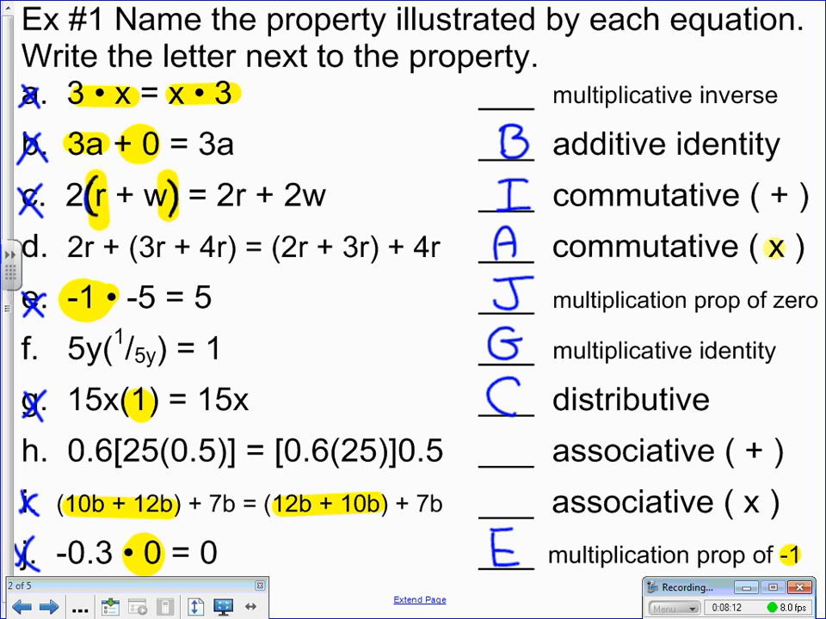So that leaves associative and multiplicative inverse. Well, associative moves parentheses. This one's got parentheses and it moves, and it's got pluses in it. So that must be the associative for addition. Down here, I've got parentheses. See how the parentheses are around the 25 and the 0.5? Over here, they're around the 25 and the 0.6. So that must be the associative for multiplication. And then the last one, 5 and 1/5 are reciprocals. That's why this one is F.